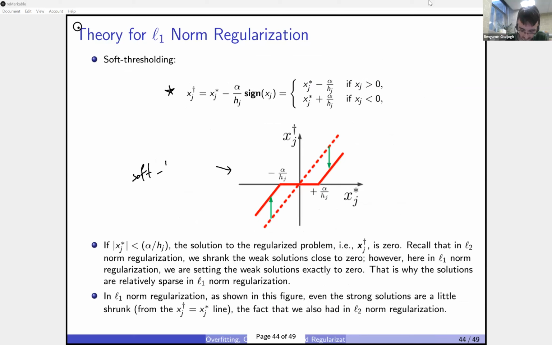Soft thresholding. I also have written it here. So what does it mean? So here this is xj dagger, this is xj star, okay.